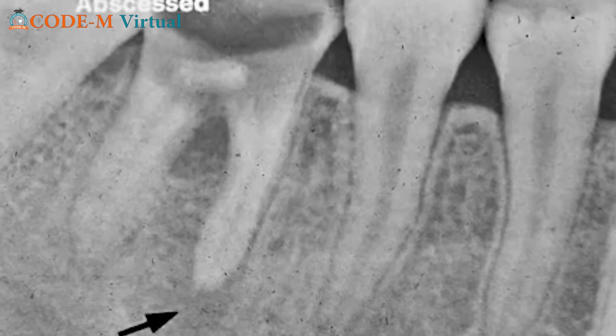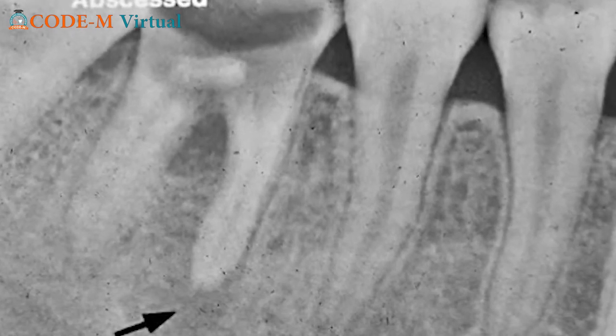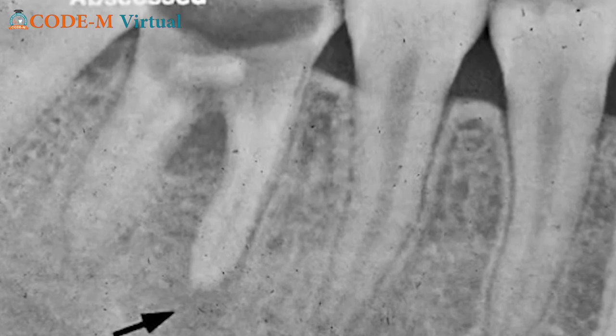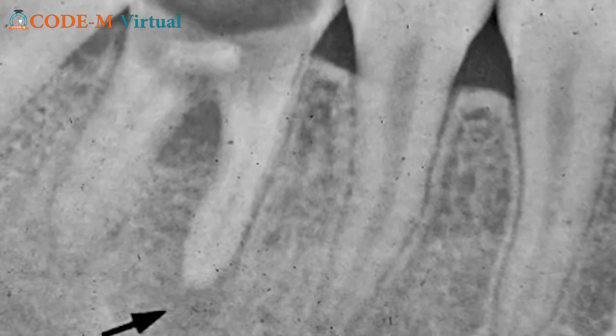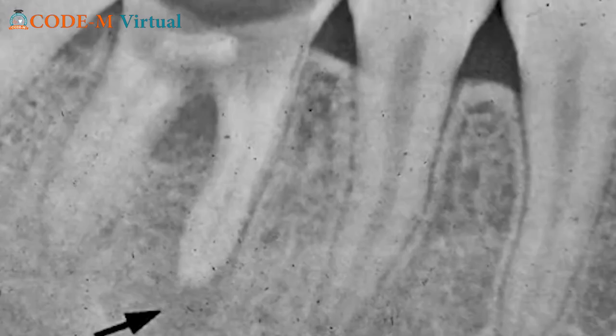And if we observe the area of the pulp, if we minutely see the details in the pulp, the pulp is in fact a radiolucent area, and we are identifying here that some radiopaque area is there in the pulp. So this can be some pulp stone.